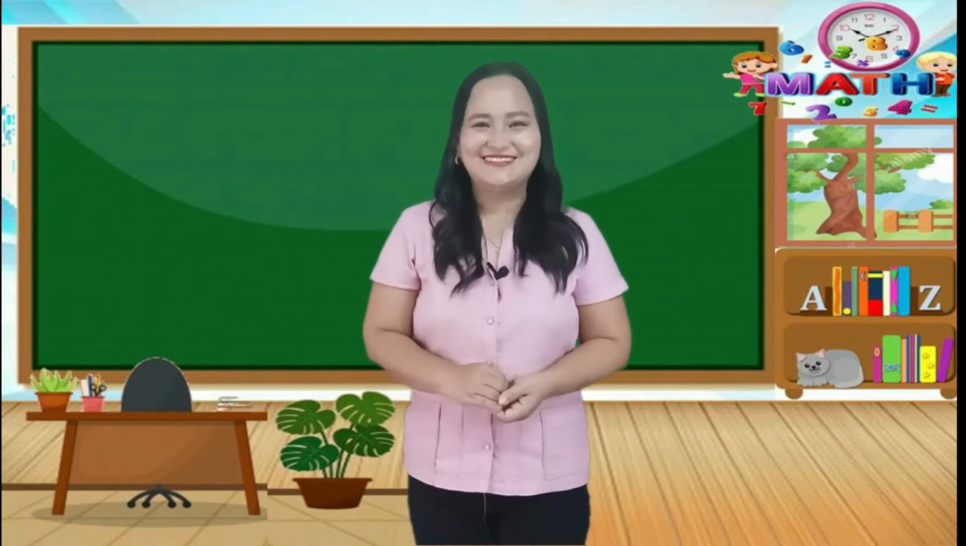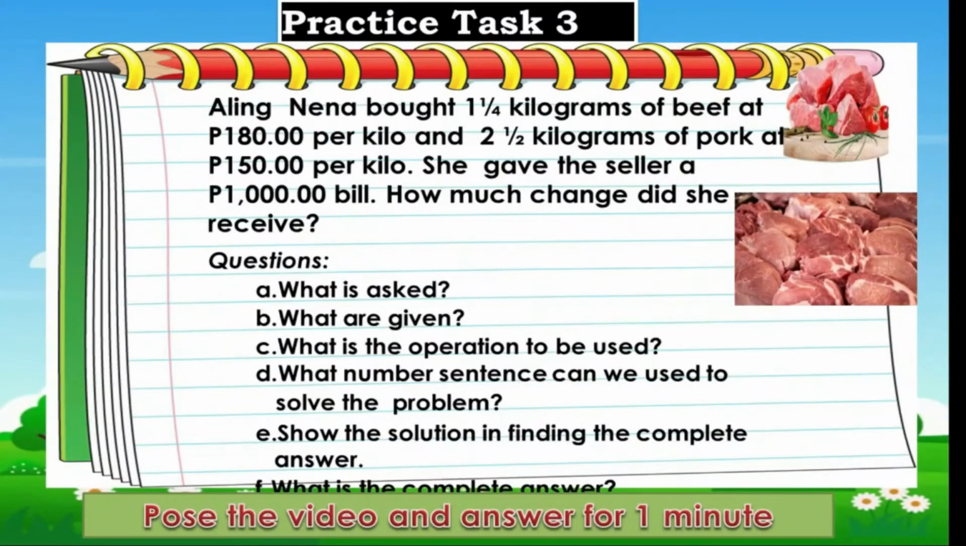Good luck! Aling Nena bought 1¼ kilograms of beef at 180 pesos per kilo and 2½ kilograms of pork at 150 pesos per kilo. She gave the seller a 1,000 pesos bill. How much change did she receive? Okay, you can follow the steps in problem solving. You can pause the video and answer for 1 minute.